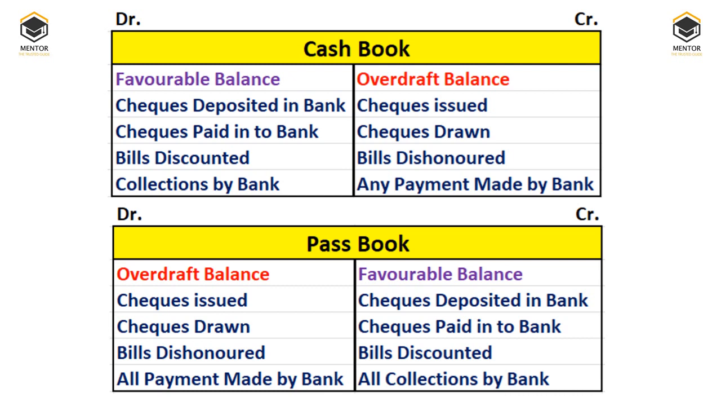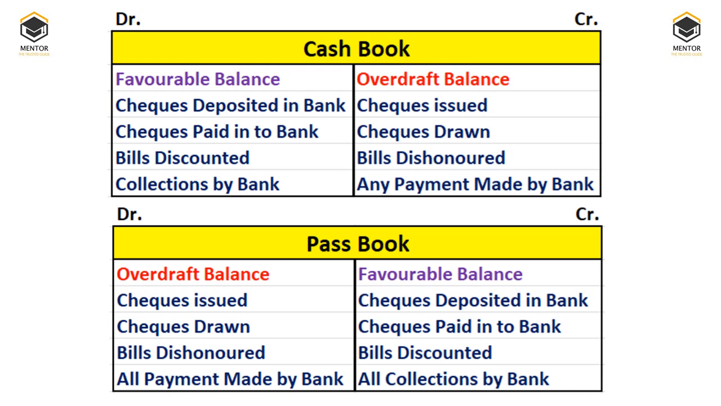And please bear in mind, if it is favorable balance, whenever you deposit checks, it will be debited: paid into bank debited, discounting of bill debited, collection by bank debited. In the sense, whenever you have favorable balance, if you deposit the check, cash book balance will increase. Whereas if you issue the check, draw the check, discount, dishonor of bill, any payment made by the bank, cash book balance will decrease as it is credited. The vice versa will happen in case of passbook.